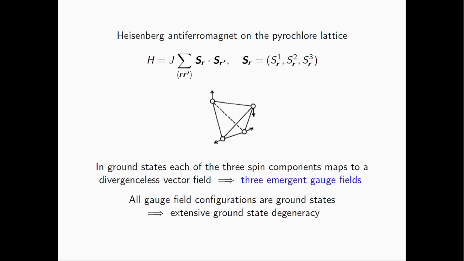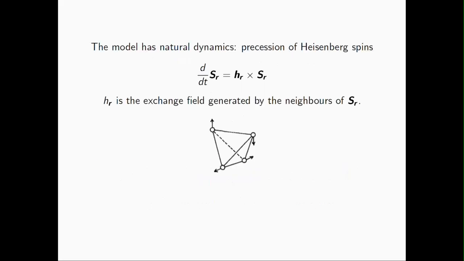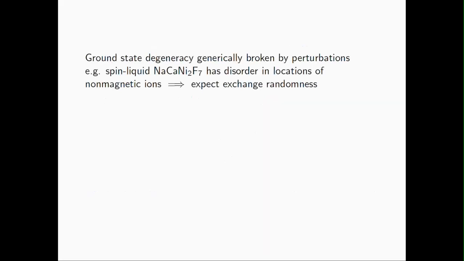This model also has a natural dynamics, coming from the precession of the spins in the exchange fields of their neighbors. There are a large number of zero modes as well, arising from fluctuations of the gauge fields. These correspond to smooth deformations of the ground state. However, because of these soft fluctuations, the model is very sensitive to perturbations. For example, in the spin liquid NCNF, we expect disorder in the locations of non-magnetic ions, and consequently also disorder in the exchange interactions. But if rotational symmetry is not broken, we might then consider the classical Hamiltonian here.